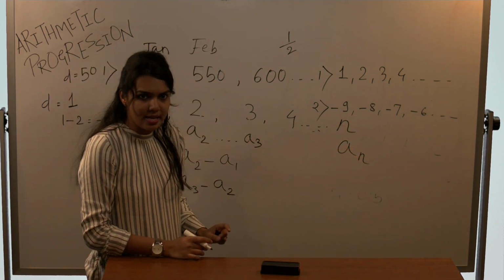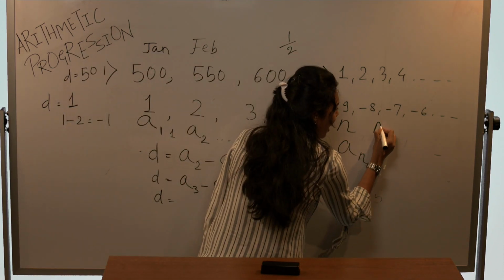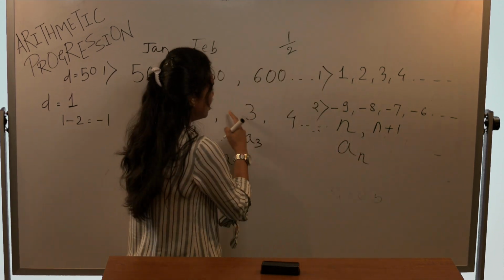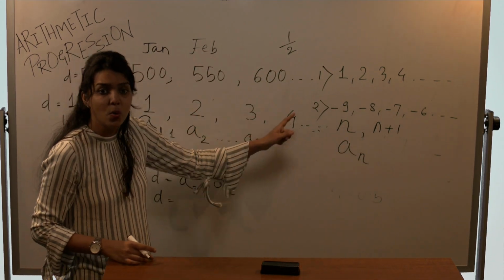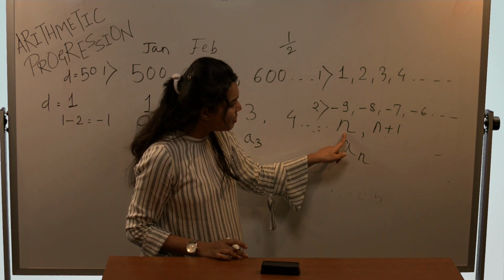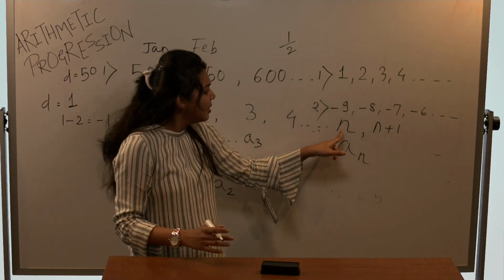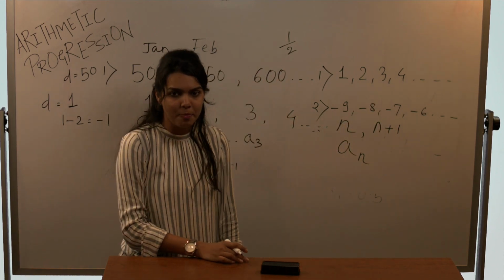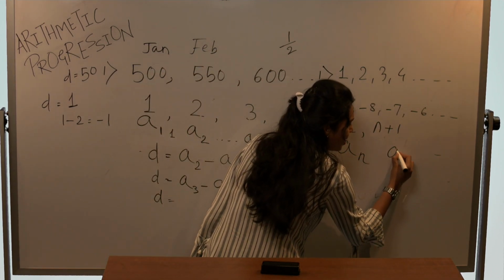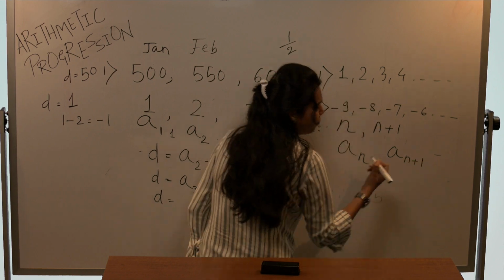The nth term is this. The next term will be n plus 1. Because the difference is 1, we are adding 1 to every term. So if the last term is n and if somebody asked you to increase the series, then I can say the next term is a(n+1). So this term can be written as the (n+1)th term.